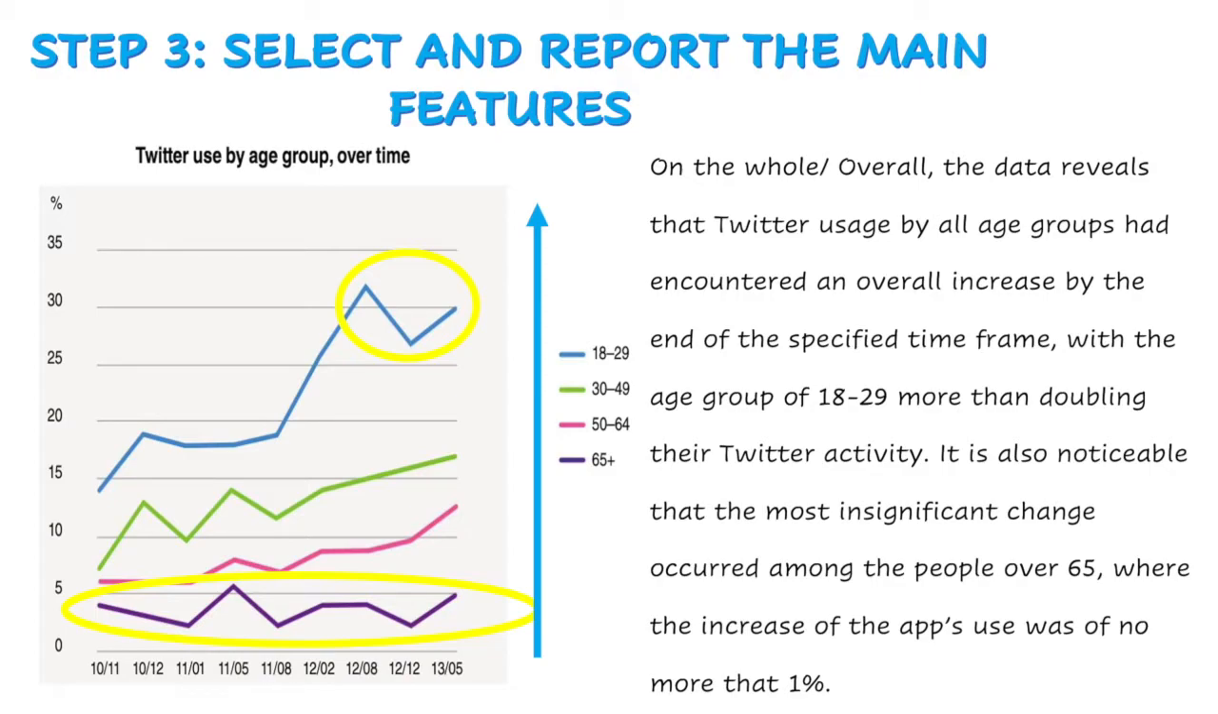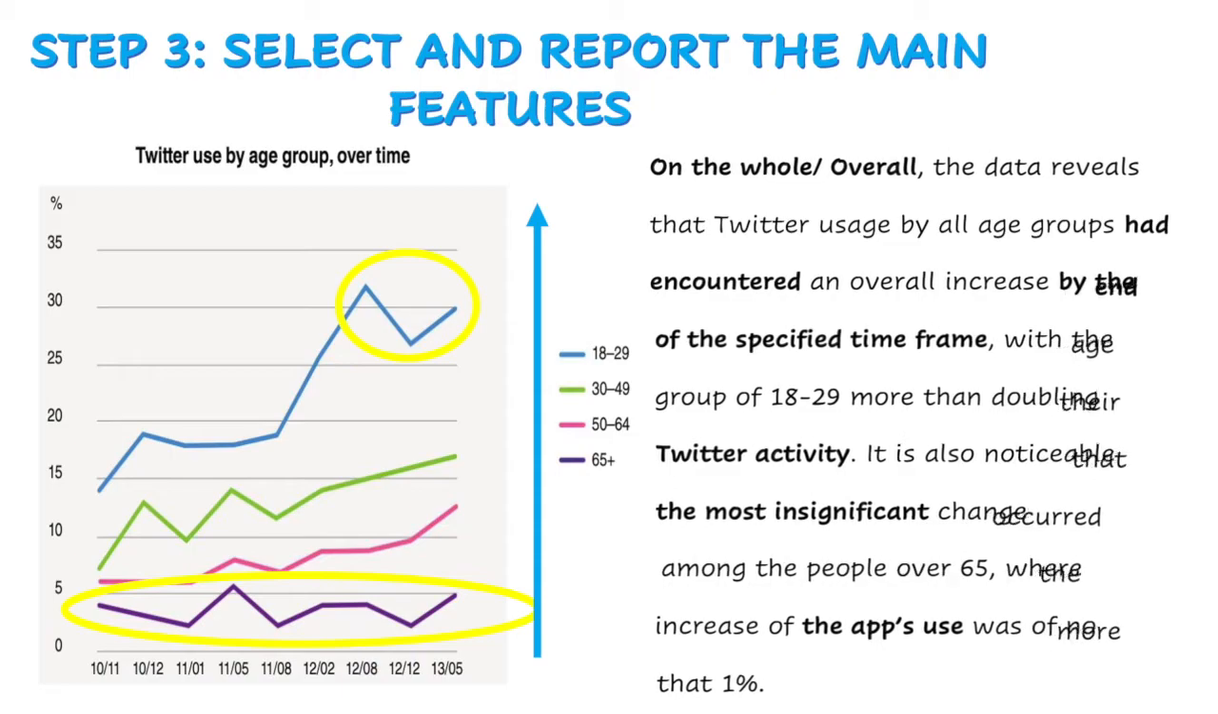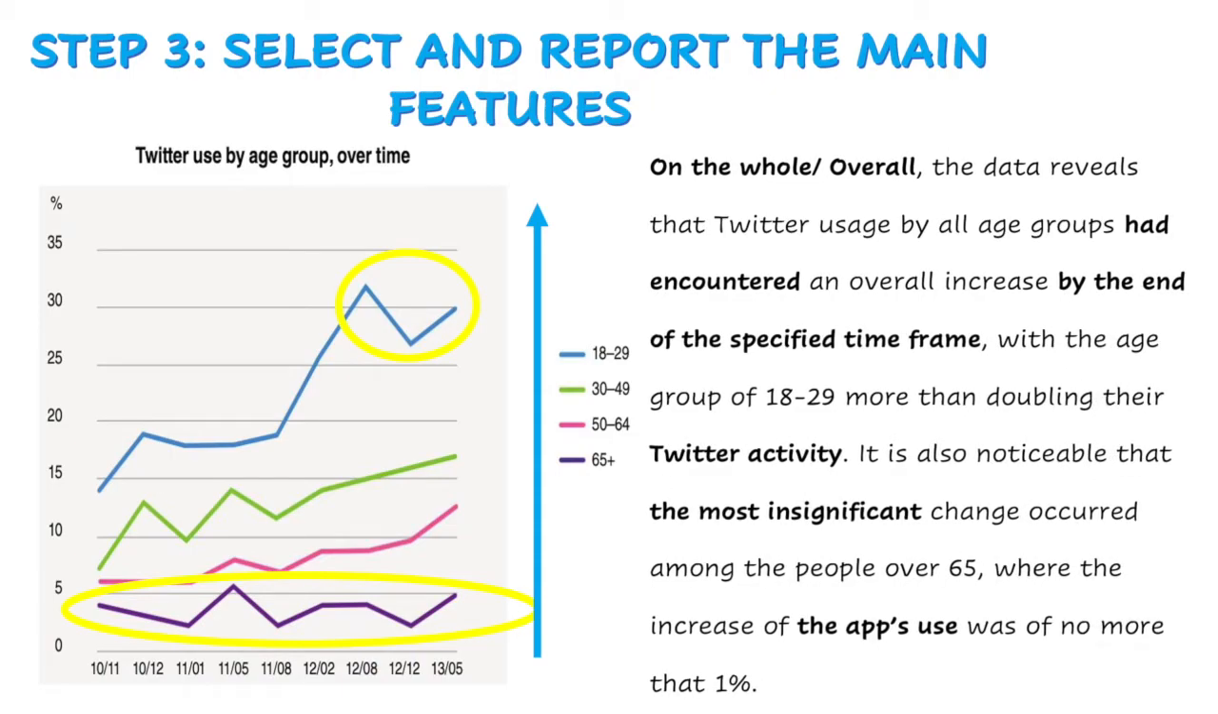Okay, if you want to pause, fine, read the paragraph at your own pace, but I'm going to move on and highlight a few things about it. First of all, see how I'm using a linker to introduce the idea of a general overview, on the whole or overall. I'm also showcasing my grammatical ability here by using had encountered plus an adverbial that works well with a past perfect, by the end of the specified time frame. I'm also trying to impress with my vocab, and I'm avoiding repetition. Instead of Twitter usage, I'm using Twitter activity or the app's use.